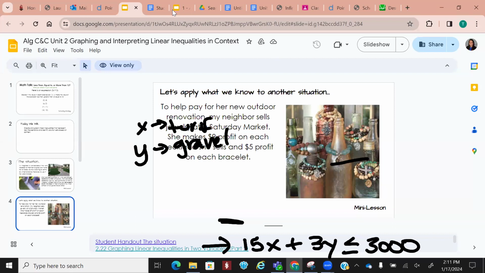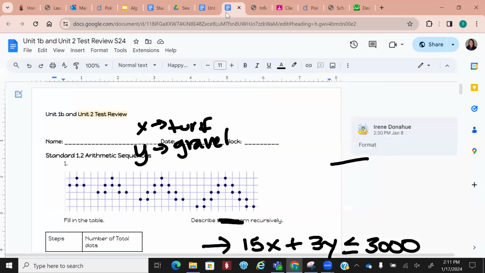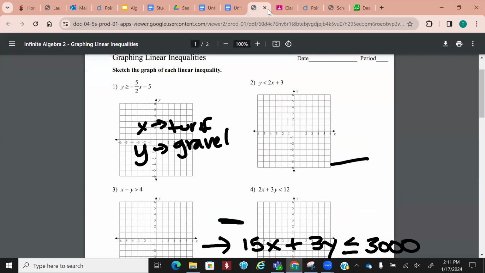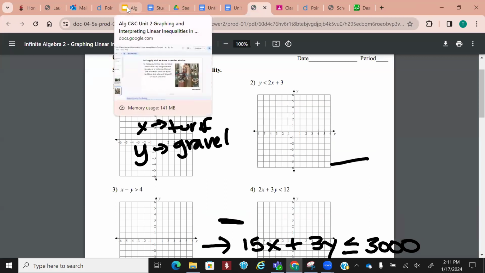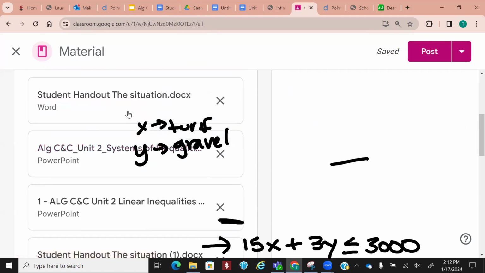Love so many tabs. So much fun. Okay, there we go. All right.